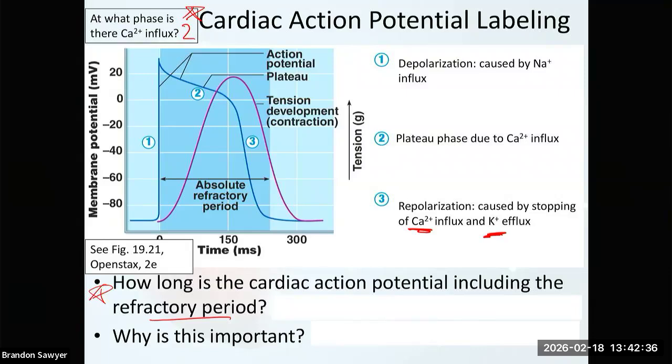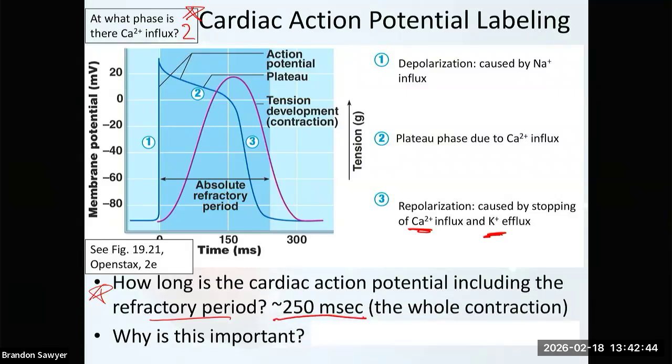Okay, if you look at the x-axis here, this goes all the way out to 300 milliseconds. So how long is the cardiac action potential? It's more like 250 milliseconds versus 2 milliseconds in skeletal muscle. So very, very different in terms of duration. And most of that has to do with that long plateau phase in the middle.